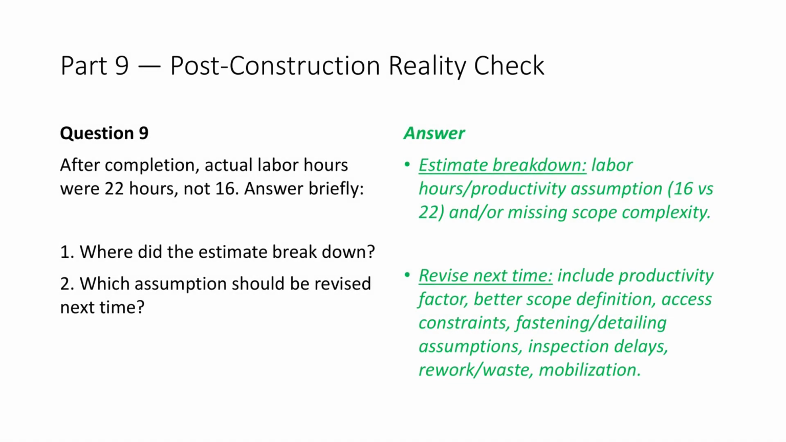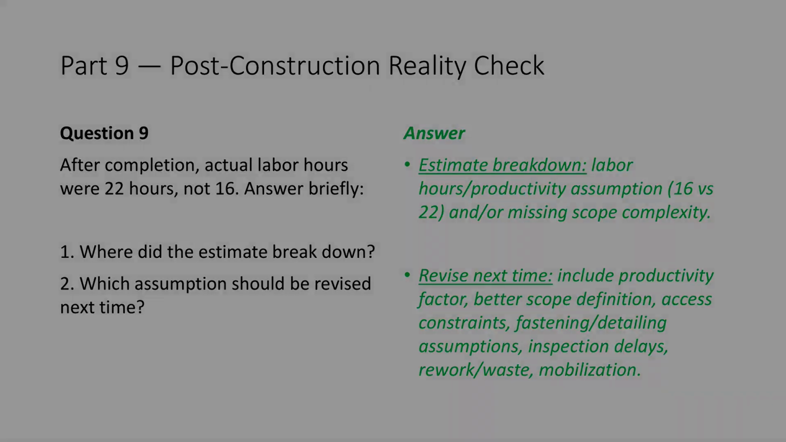Explanation. This gap points to several likely issues: over-optimistic productivity assumptions, missing scope complexity, or access and sequencing constraints that weren't fully considered up front. Good estimators close the loop by comparing estimated hours to actual hours after the job is complete, identifying exactly why the variance occurred, and then updating their future assumptions, whether that means adjusting productivity factors, refining scope definitions, or adding explicit allowances for access, inspections, or rework. Estimating improves not by guessing better, but by learning systematically from completed work.